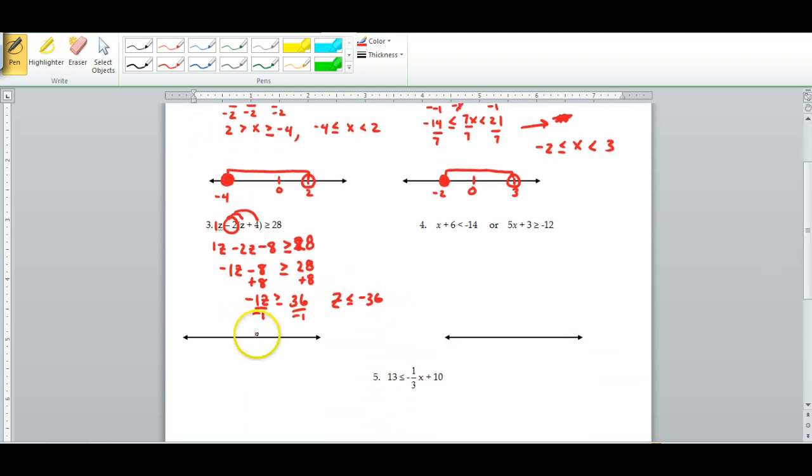And you're going to have 0 here, -36 here. You're going to circle it, fill it in, and shade to the left because it's less than or equal to.